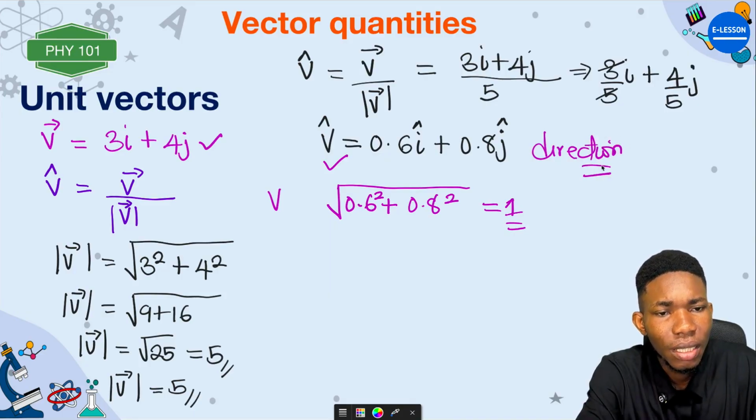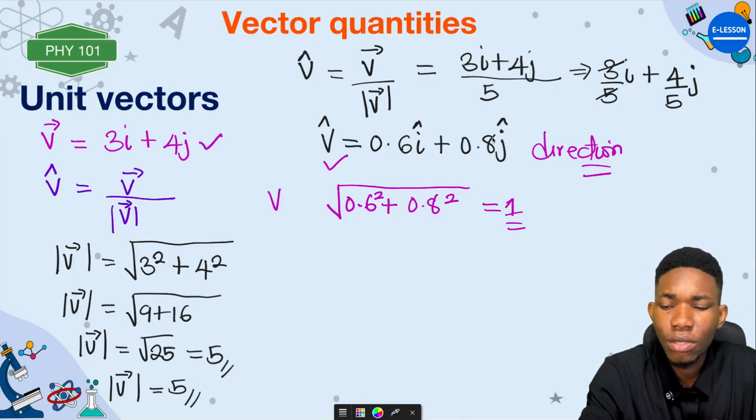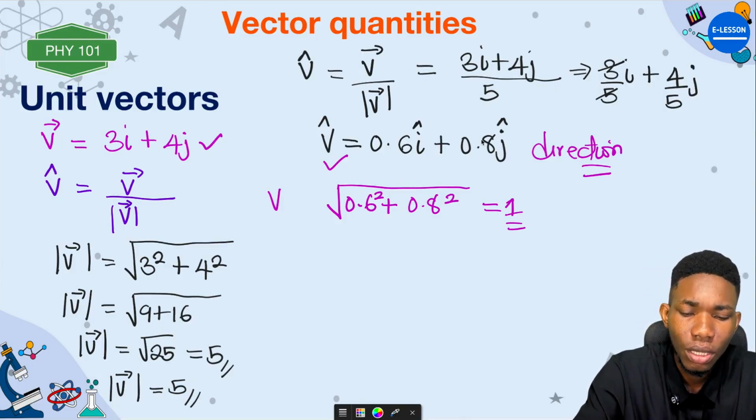Is that okay? It tells us that along the i-axis about 0.6, then along the j-axis, which is the y-axis, about 0.8. It only gives us information about the what? About the direction and not necessarily the magnitude. All right? And not necessarily the magnitude.